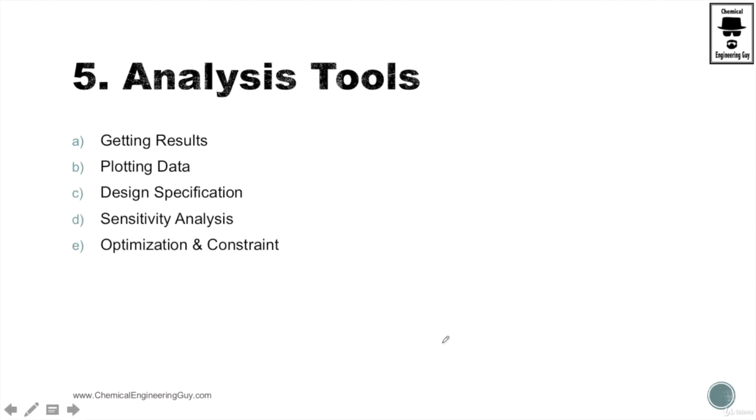Now, section number 5 is about analysis tools, and it is much more on the analysis that we can do on our existing simulations. How can we optimize them, improve them, select specifications, and so on. We start with the obvious one, which is getting results, how to get much more relevant results and report them in a much more efficient way.